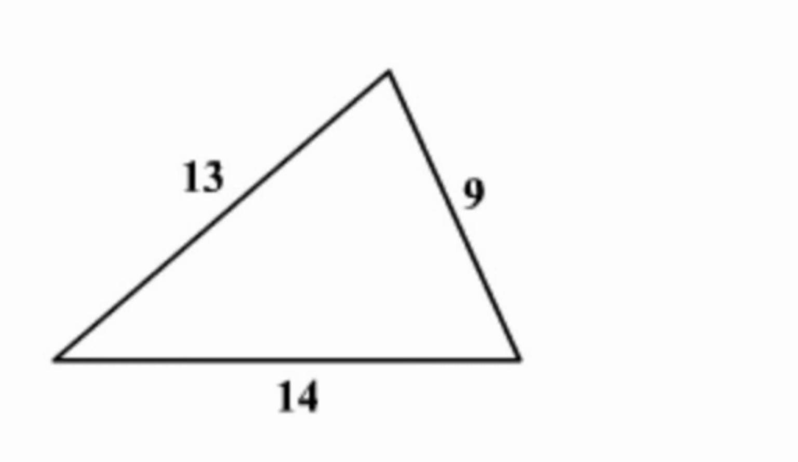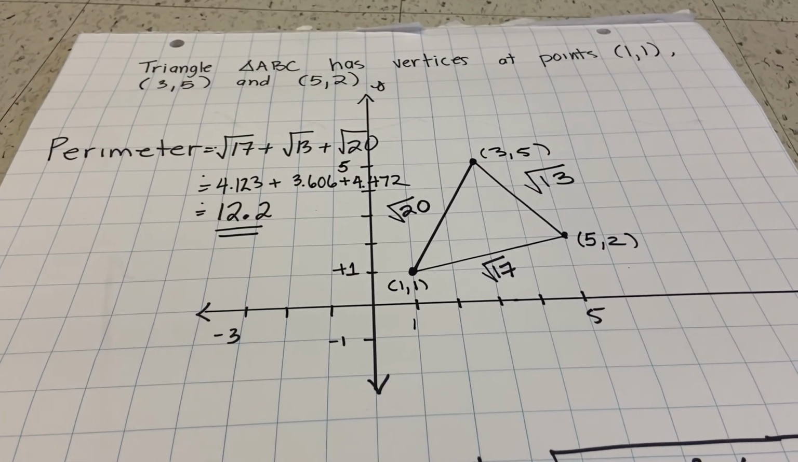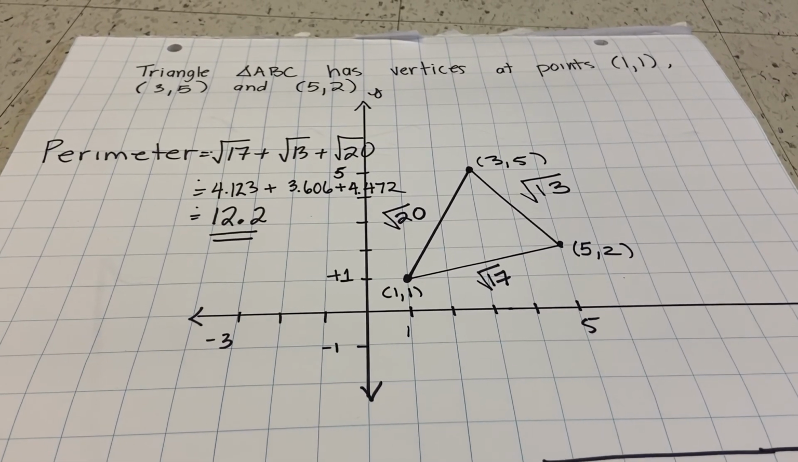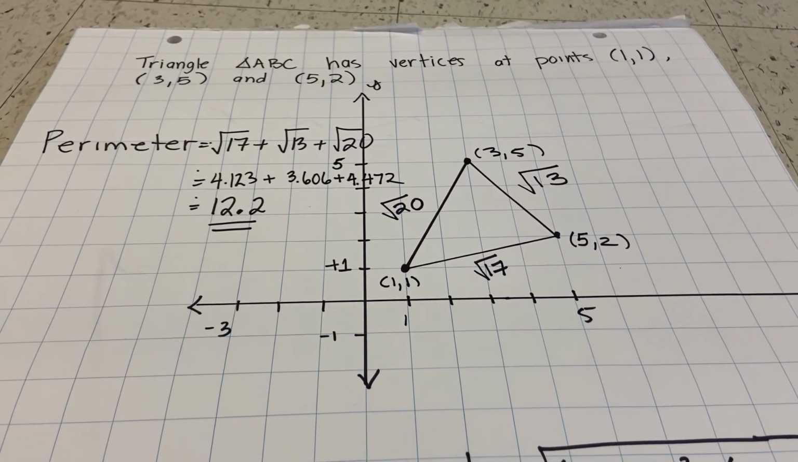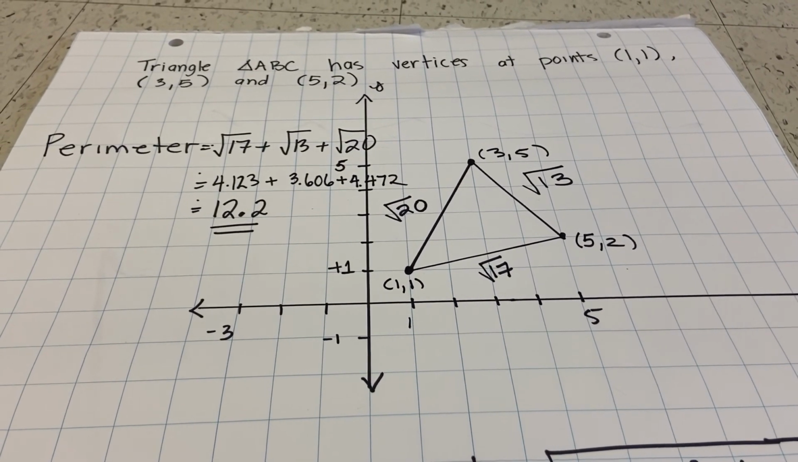What we want to do is go back to our triangle that we drew on a coordinate plane and see, is it isosceles, is it equilateral, or is it scalene? Here's our triangle again, and you can see that one side is square root of 13, one side is square root of 17, and one side is square root of 20. None of those sides are the same. None of them are equal, so this means that this is a scalene triangle.